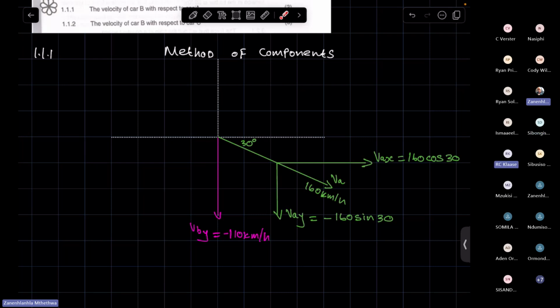Sorry, sir. I have a question. On the smaller example that you had earlier, where you wrote the velocity of car B as 160 sine 30. Now, since we were trying to add it onto the y-axis, shouldn't it be 160 sine 60 degrees?